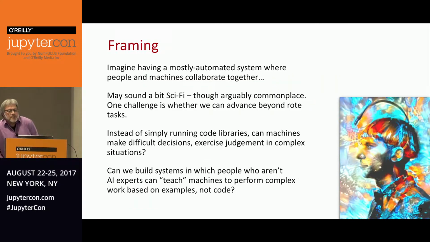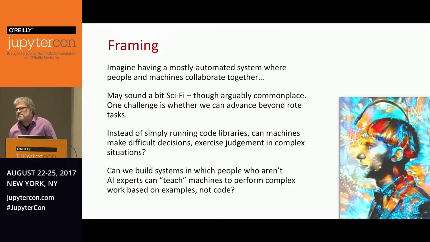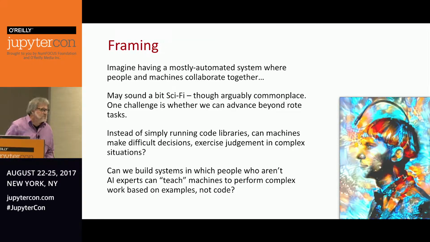So a little bit of framing. If you could imagine having a mostly automated system, so people and machines collaborating together. Even though it sounds a bit sci-fi, there's a lot of this. If you have an e-commerce site running at scale, but then you've got customer support, to some extent, you've got people and machines working together. The challenge is, can we go beyond that?